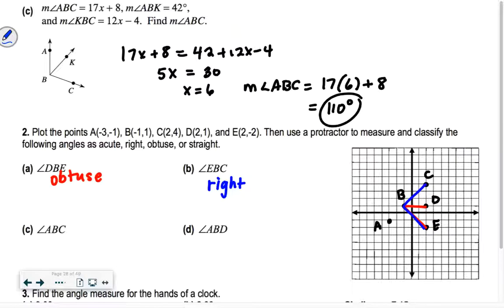All right, how about ABC? What do we think for ABC? Straight. And then the last one, ABD, obtuse. Yep.